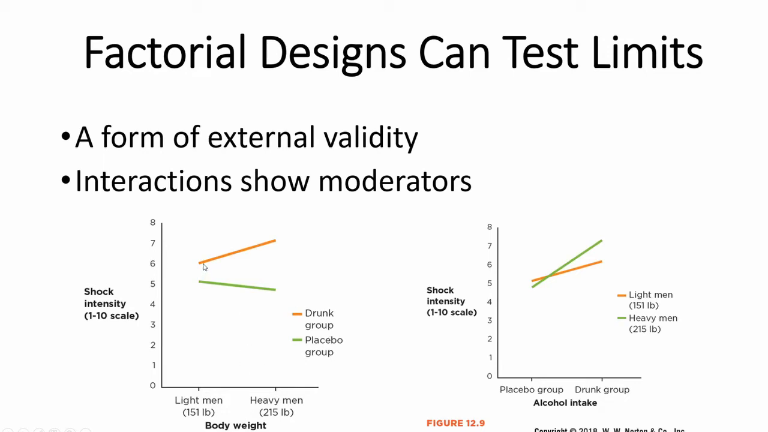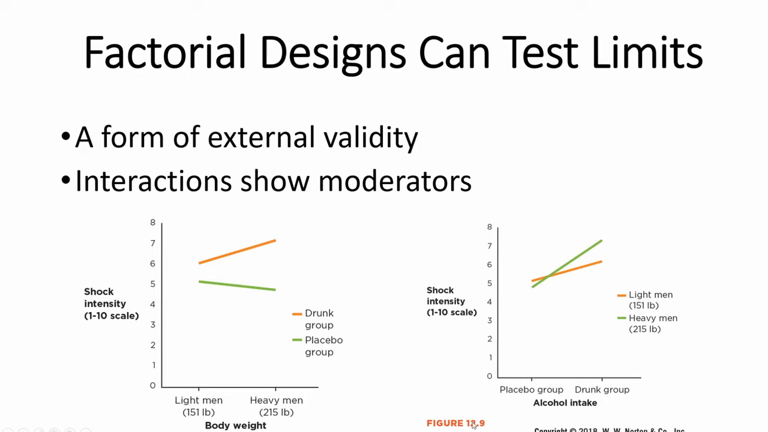And so we can look at the relationship here. For the drunk group, the lighter men delivered less intense shocks than the heavier men. And in the placebo group, the light men delivered slightly heavier shocks than the heavy men, specifically when they weren't drunk. So here we have non-parallel lines, so we can say for sure that there's some kind of interaction going on.